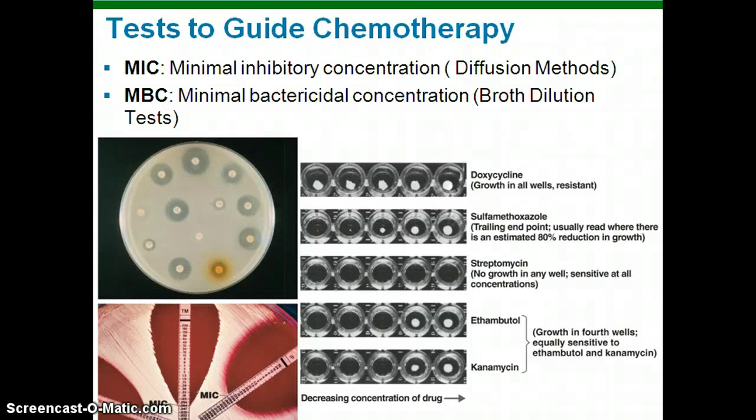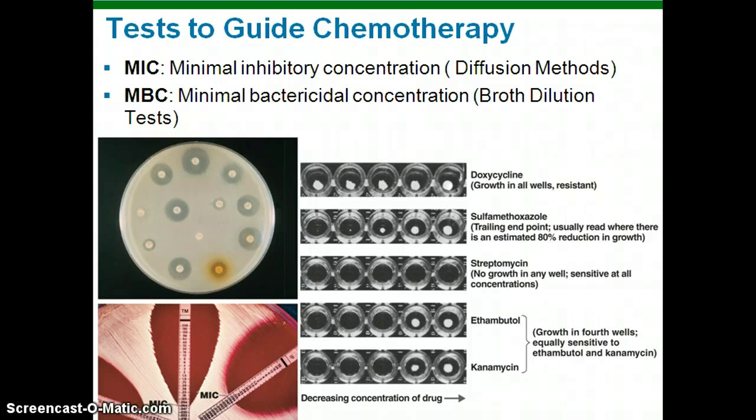Different microbe strains have different degrees of susceptibility to antimicrobial drugs, and also the susceptibility of microorganisms can change over time. So it's good to know the sensitivities of the pathogens before an appropriate treatment is started.